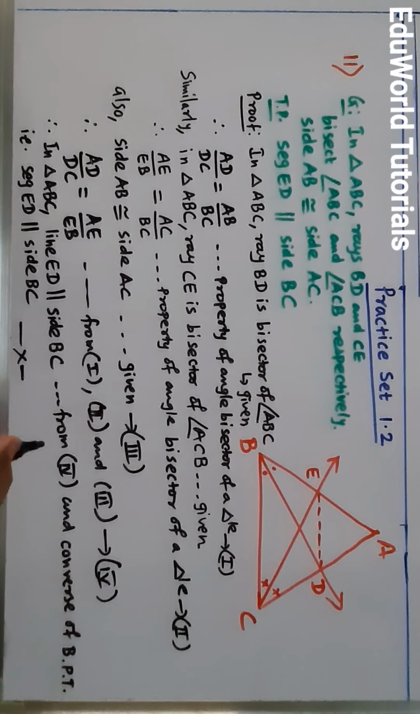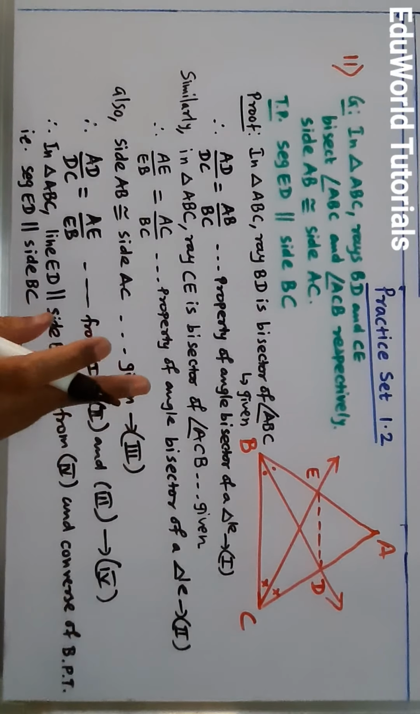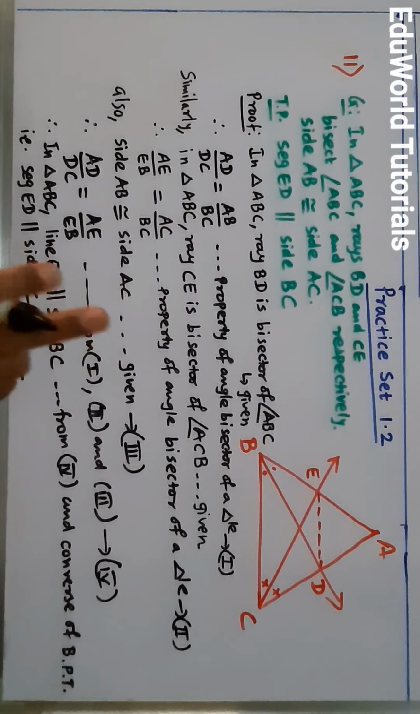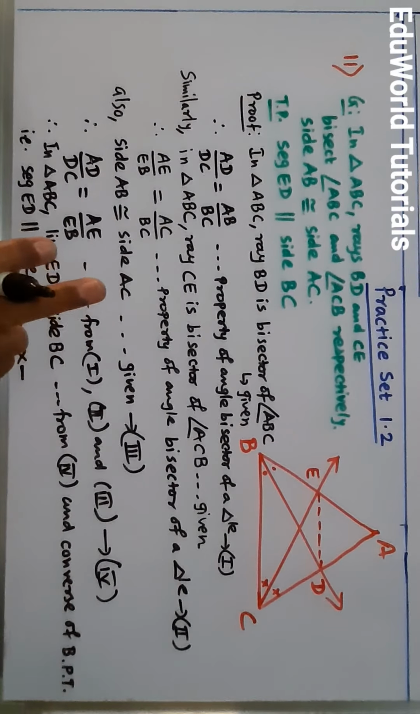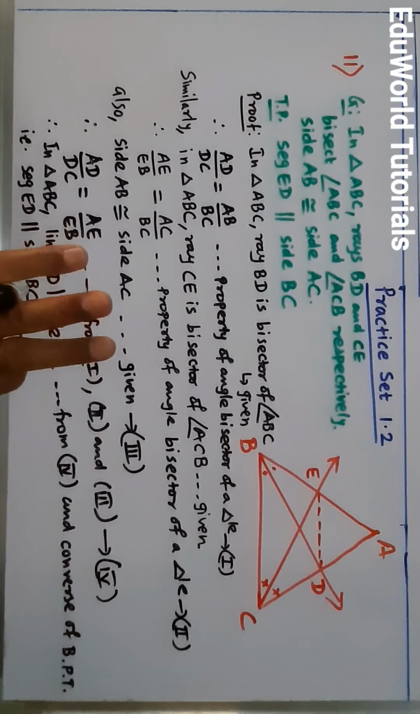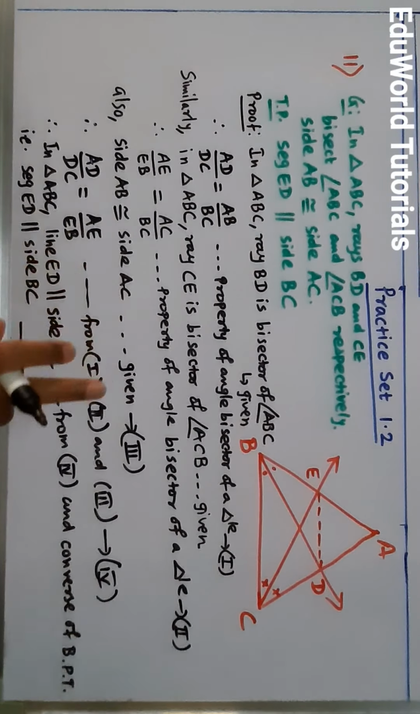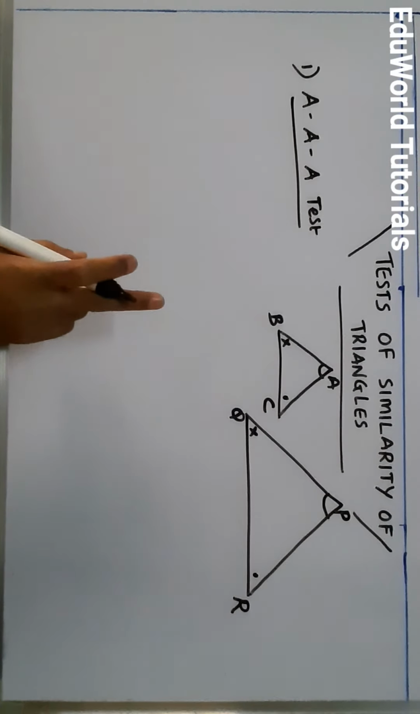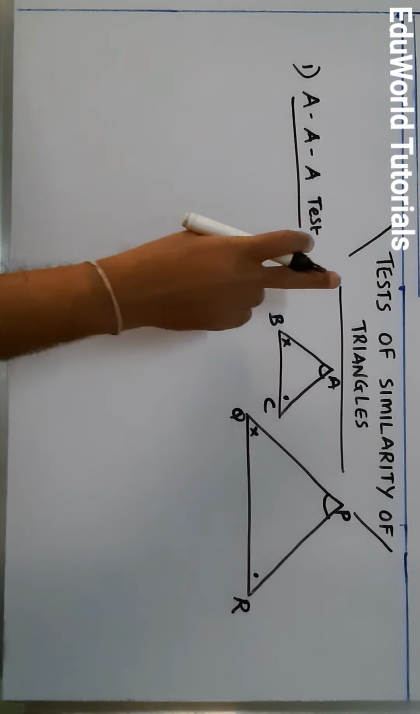Now we will move to the theory part of practice set 1.3. The theory part is very simple. You have already studied in 9th standard about the tests of similarity. In the 9th standard, you had seen that two triangles can be similar by three different tests. There are three tests of similarity. We will see these tests one after the other, and then try a few sums of practice set 1.3.